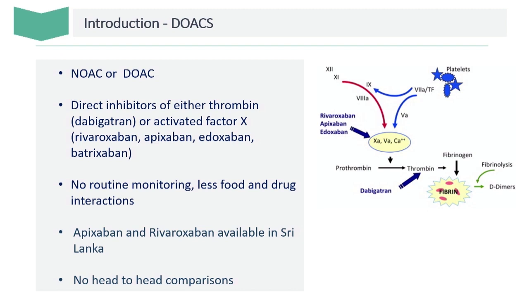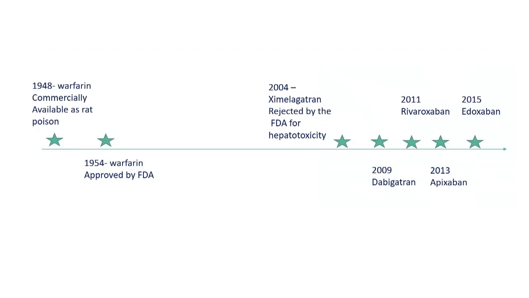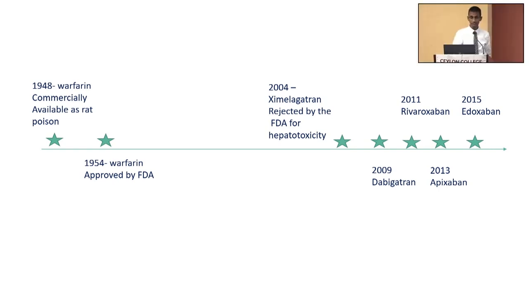So is it DOAC or NOAC? To find out that, we had to go back to 1954. That's when warfarin was introduced. So for about 50 years, we didn't have any other alternatives for oral anticoagulant drugs till in 2004. The first direct thrombin inhibitor went into clinical trials, but it was rejected because of hepatotoxicity. And in 2009, dabigatran is the first of the oral anticoagulant alternatives to warfarin.